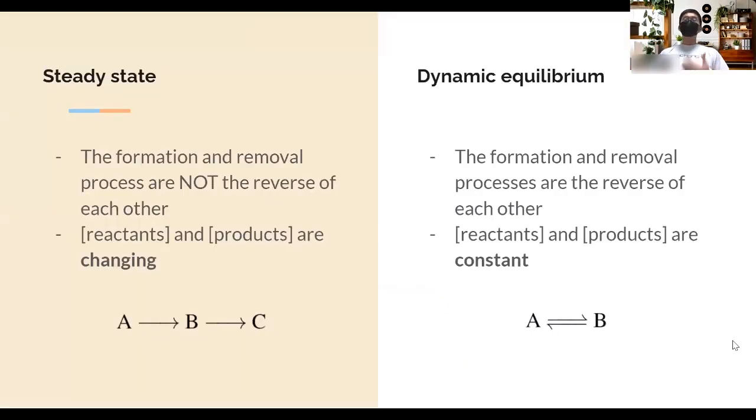So we need to draw a distinction between the steady state and a dynamic equilibrium. In the steady state, the formation and the removal process is not simply a reverse of one another, so the reactants and the products are changing. On the other hand, in the dynamic equilibrium, the reactants and products have reached a stage in which they're both constant.